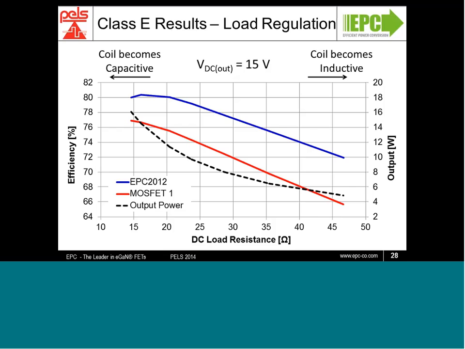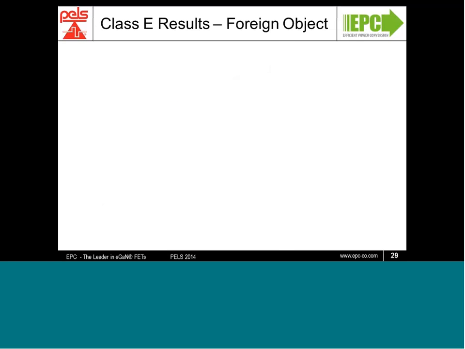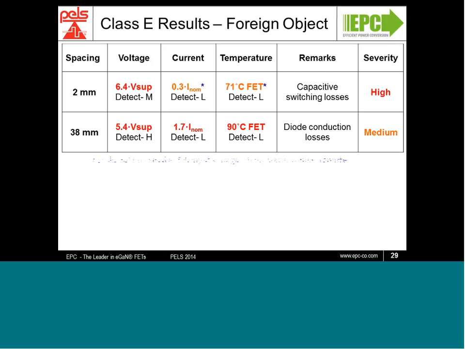Let's have a look at the Class E amplifier for the foreign object test. In this case, we will just tabulate the results. We have the spacing again at 2 millimeter and 38 millimeter. And we look at the three parameters we need for the device. That's the voltage, the current, and the temperature.